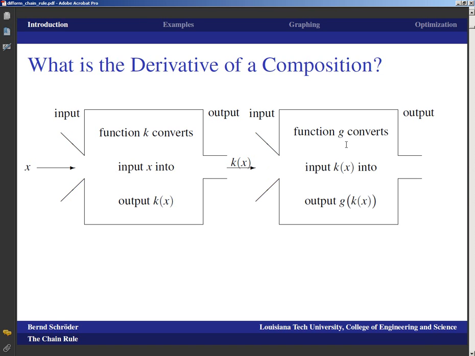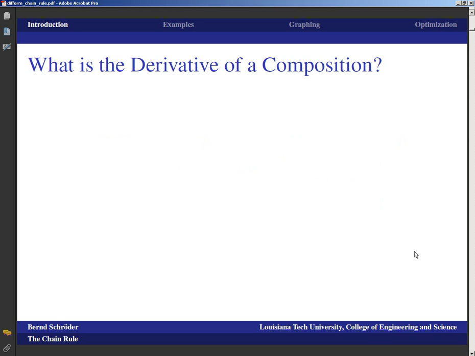The next function we call g, and that converts the input k of x into output g of k of x, and that's what's coming out on the other side. So it is something that can and does happen quite frequently also in application. You've got one process that produces something, and that is put into another process. That's basically what compositions do. And now the question is, how do those things differentiate?